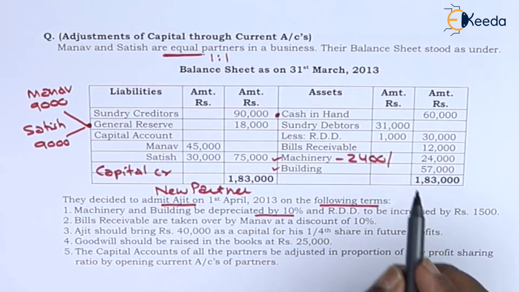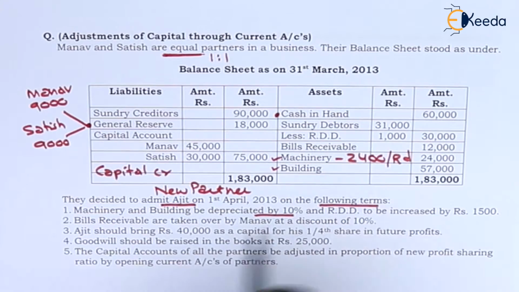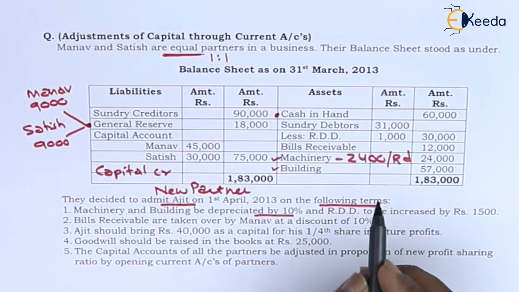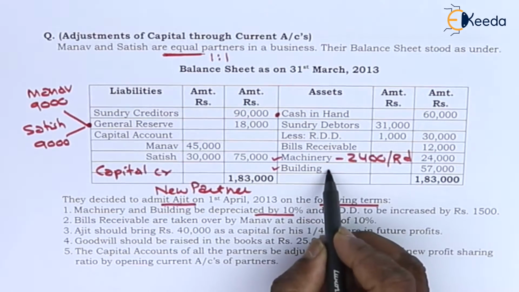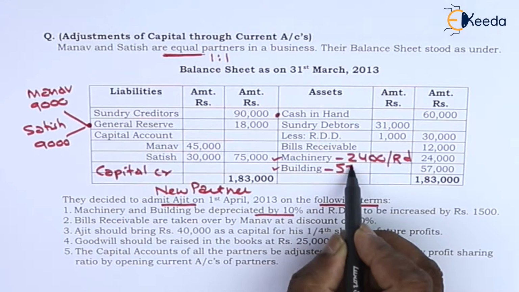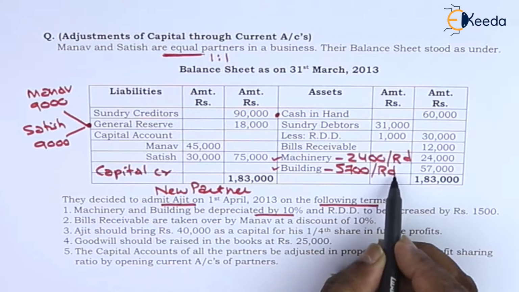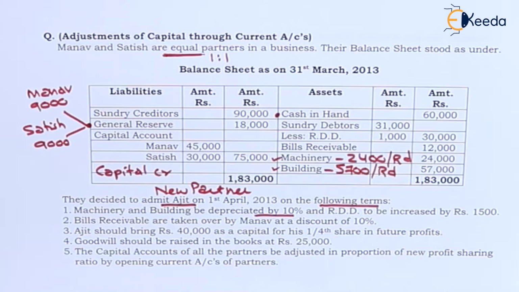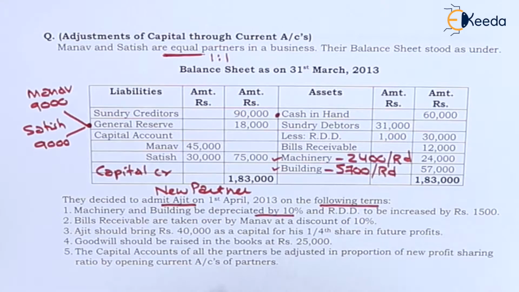Second effect, revaluation account debit or profit and loss adjustment account debit. Building to be depreciated by 10%, that is 5,700. We'll have to reduce building by 5,700. Second effect, revaluation account debit.